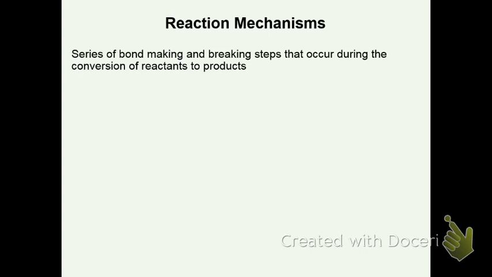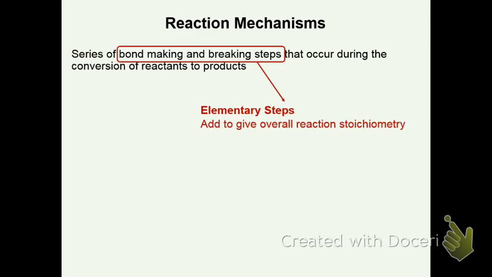So the catalytic reaction is one case where we illustrate a reaction mechanism. A reaction mechanism is just a series of bond breaking and bond forming steps that occur during the conversion from reactants to products. These bond making and breaking steps are referred to as elementary steps, and each of the elementary steps has to add to give the overall stoichiometry of the reaction.